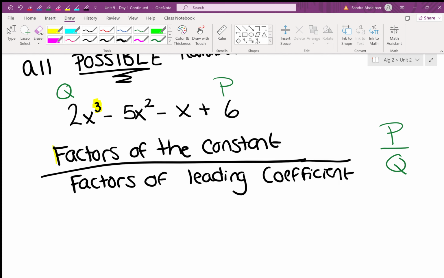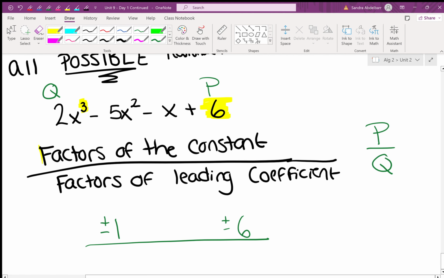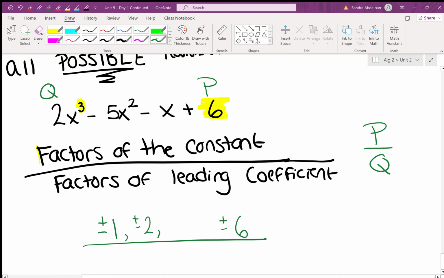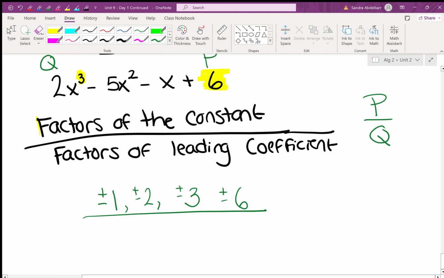Okay, so what we're going to do is go to the constant. What's the constant? 6. Let's go through all the factors of the constant. Do you agree we could do plus minus 1 and plus minus 6? 1 times 6 is 6. All right, let's keep going. We could do plus minus 2. 2 times what is 6? Plus minus 3. Are there any other factors of 6? That's it, right? So we got the factors of our constant. Now we're going to go to the factors of the leading coefficient. Well, my leading coefficient is 2. What are the factors of 2? Just plus minus 1 and plus minus 2.